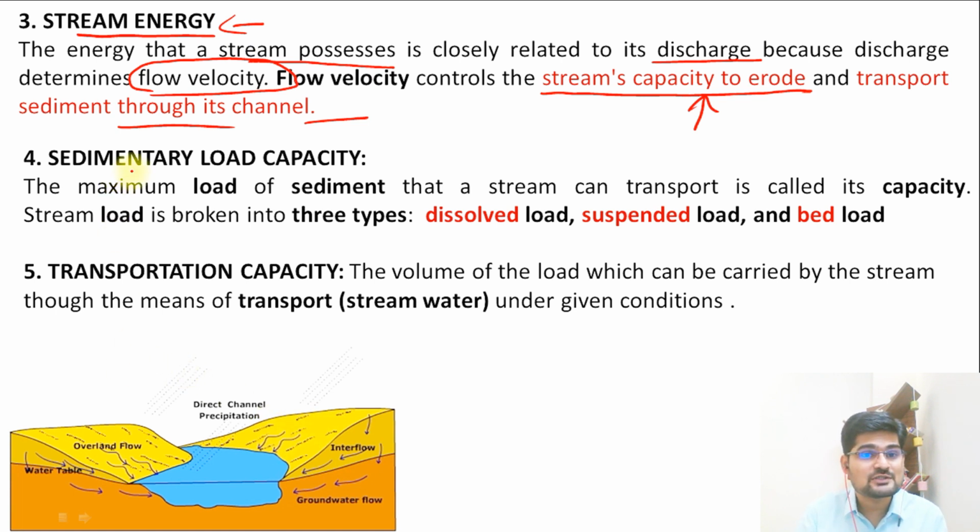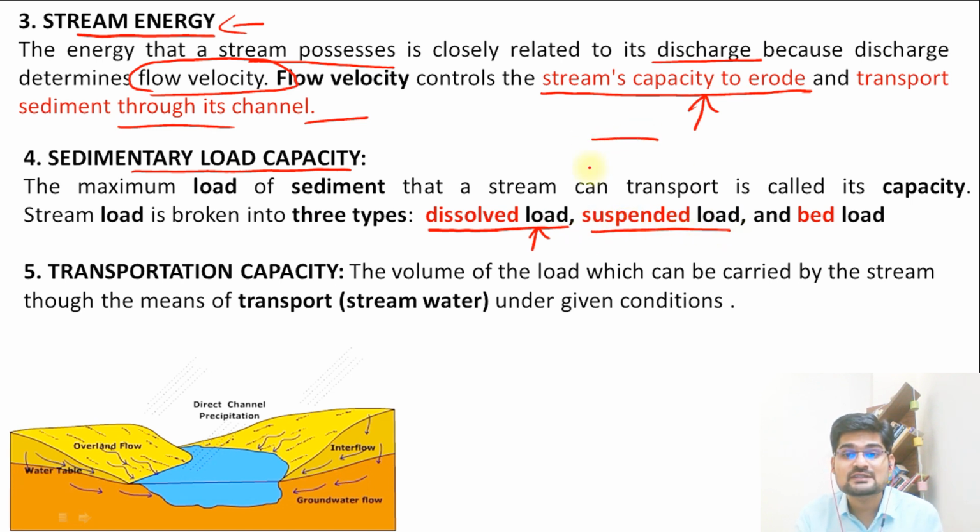Then the other part is sedimentary load capacity. Remember, this is the capacity of a particular stream or river to carry sediment load. So these are three types of loads that a river carries. Dissolved load, which is dissolved in the water. Then it can be a suspended load. Remember the process of suspension, when particles are in a suspended manner. And then there is bed load, if the load is along the bed. So it can be dissolved in the water itself, suspended, or bed load. So these are the three types of load capacity which are part of this fluid dynamics.